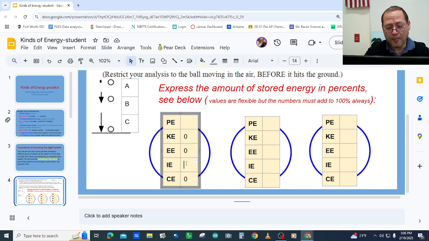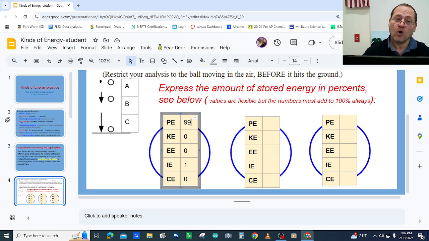So let's consider that the internal energy is about 1% of the total energy of the system. That means that we have 99% of the energy stored as potential energy at point A.